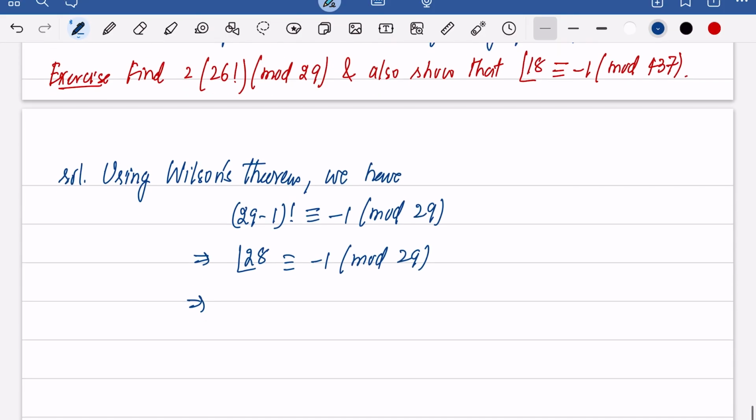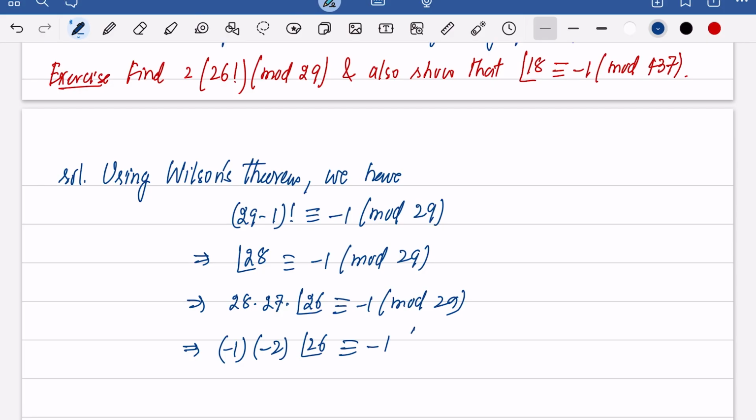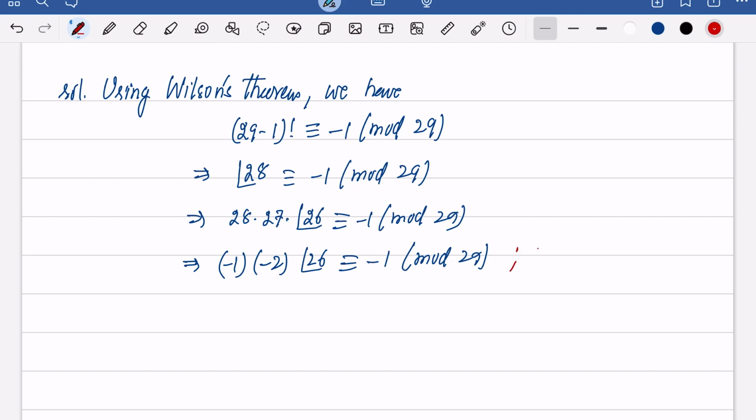Now we have to reach 26, so we can write 28 into 27 into 26! is congruent to -1 modulo 29. Now 28 is congruent to -1 mod 29, so instead of 28 we can write -1, and instead of 27 we can write -2, into 26! is congruent to -1 mod 29. Here we mention these things: 28 is congruent to -1 mod 29, and 27 is congruent to -2 mod 29.